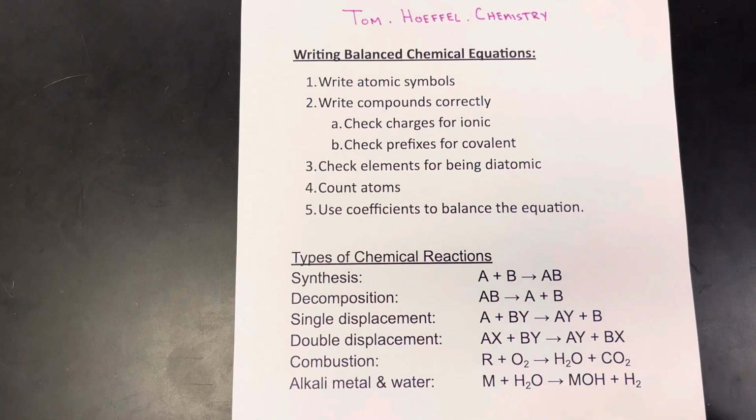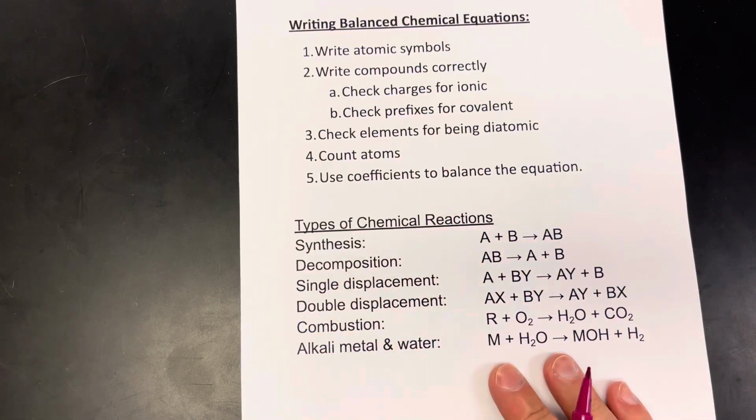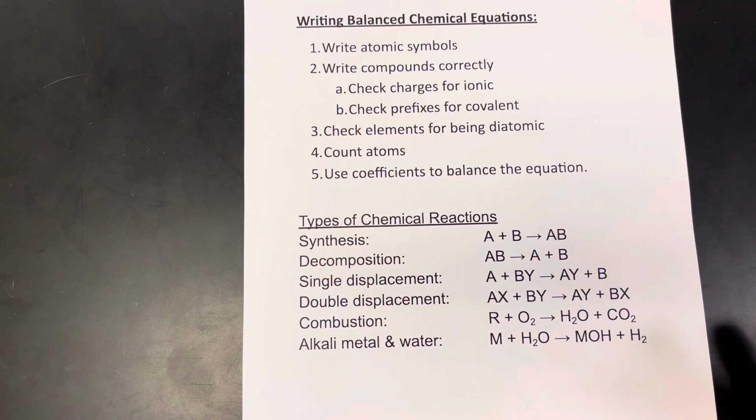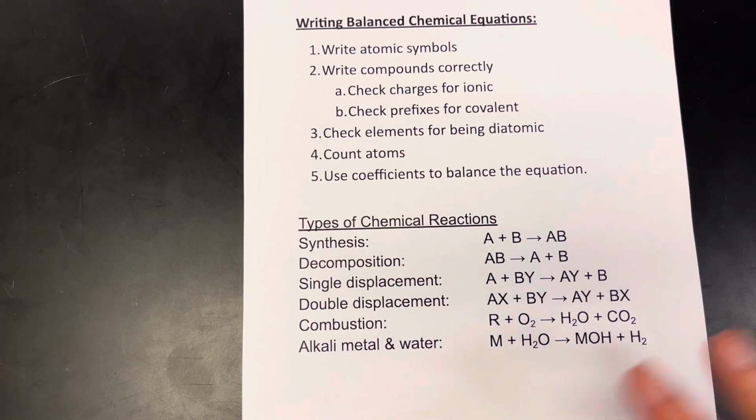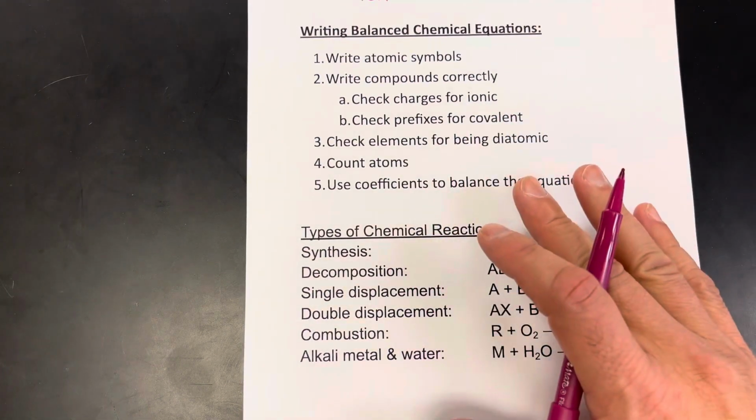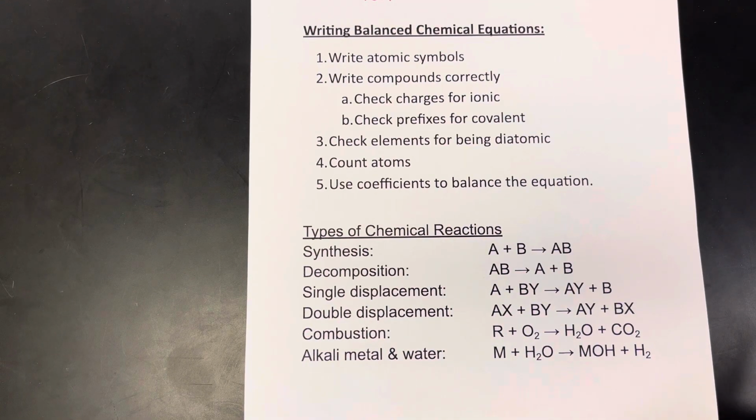In this video, we're going to continue to talk about balancing chemical equations and using these vocabulary words at the very bottom for the different types of chemical reactions. So if you didn't watch the first video, I suggest going back and watching the video that shows the basics of writing balanced chemical equations, because this is going to be the second video of that series.